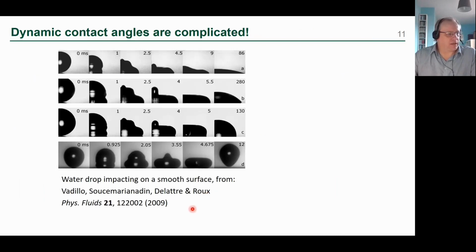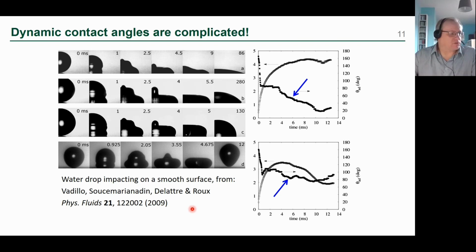And that's a problem because dynamic contact angles are complicated, as these results illustrate here. These are some experiments of a droplet impacting on a surface and spreading out. The graph on the right shows the measured contact angle in this line here. That's measuring the contact angle at these different stages, and you can see that they are non-trivial functions of time as the droplet spreads. It starts off at close to 180 degrees, and then comes down. Okay, so that's in an axisymmetric case.